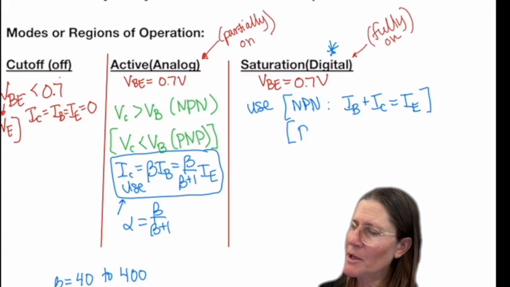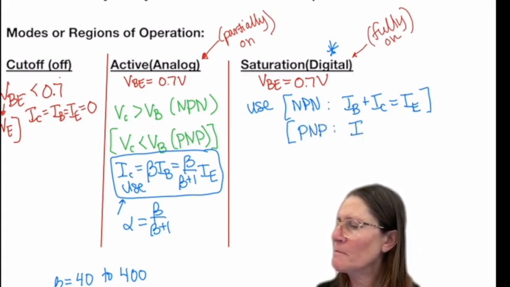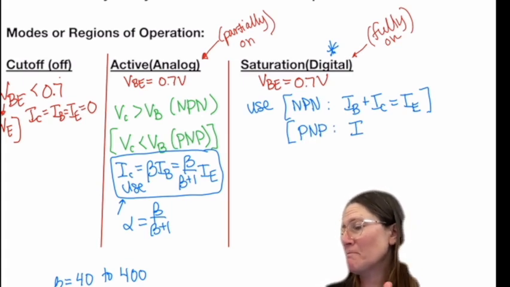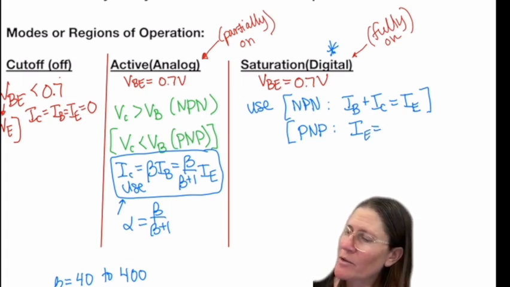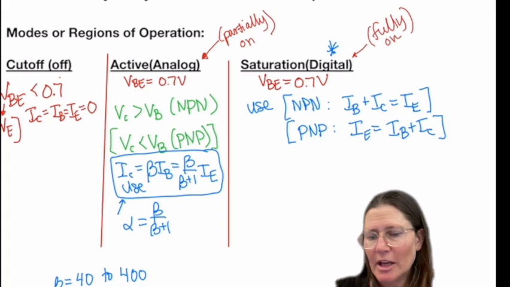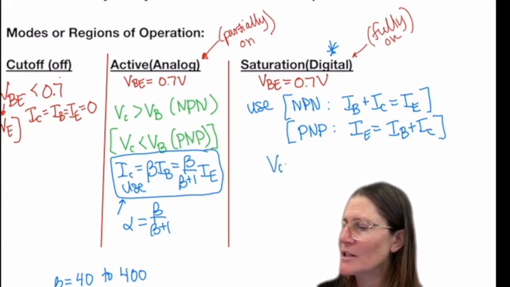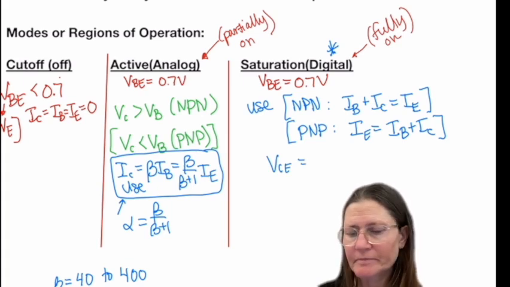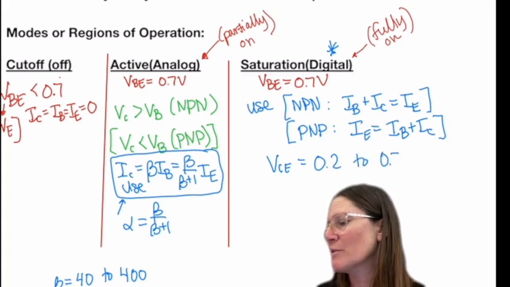And for a PNP, it's actually the same. IE goes in, and then it goes out the other way. So those are actually the same. The other thing that you're going to use is a VCE value. It's usually 0.2 to 0.7 volts.